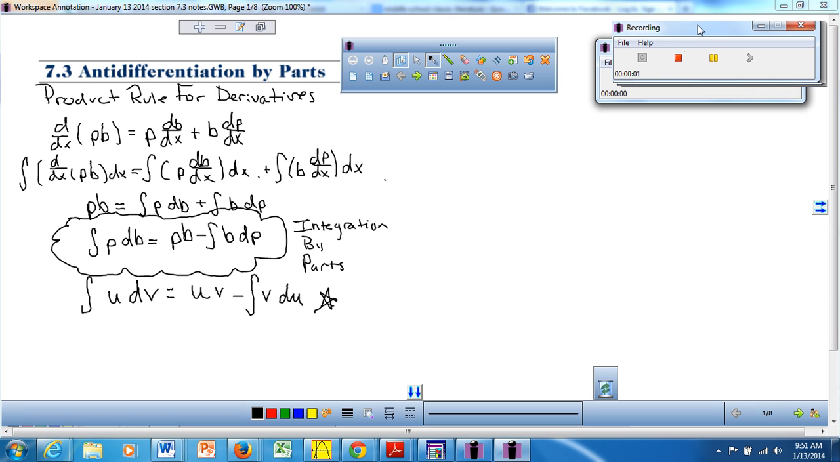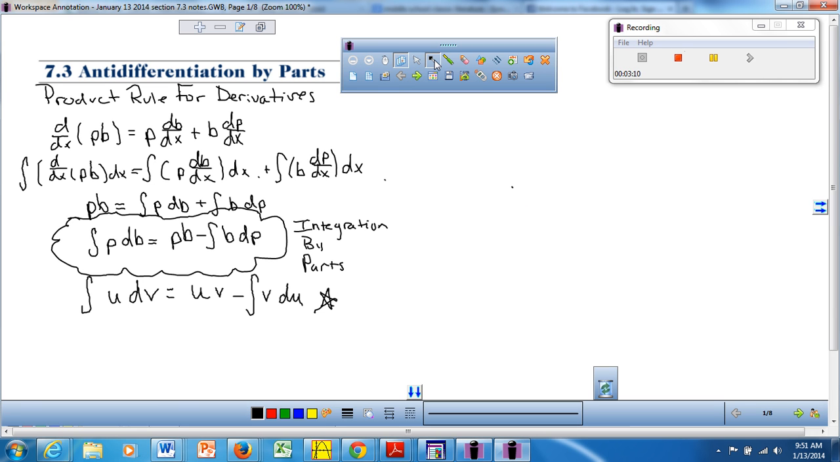So we'll get a couple of examples in of the types of problems we'll be looking at.